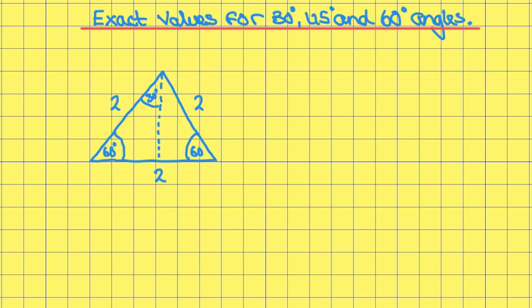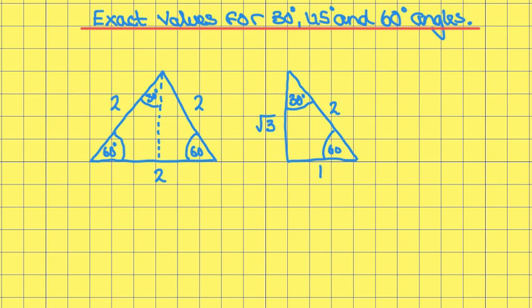So I've got a right-angled triangle, which I'll draw on the side. So I know that this angle is 60. I know that that side is 2. This is half of 2, so it's 1. And then using Pythagoras, that works out to be root 3. So that is 30 degrees. So now I can work out.